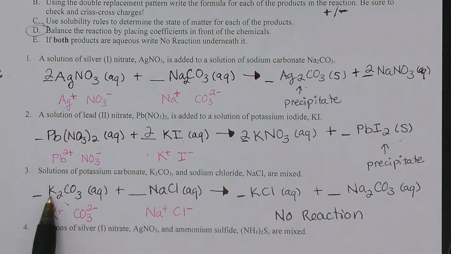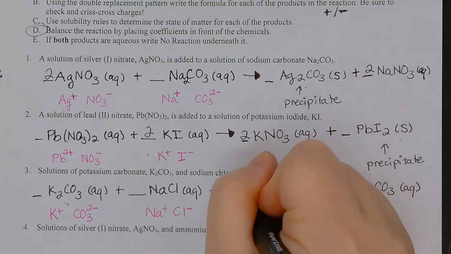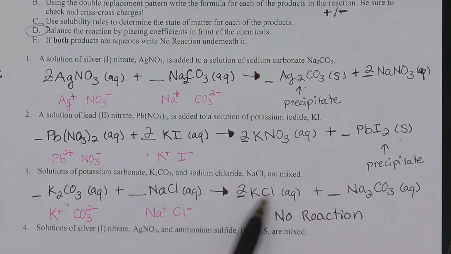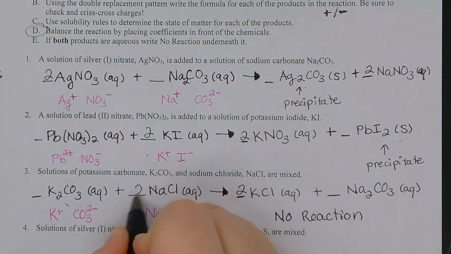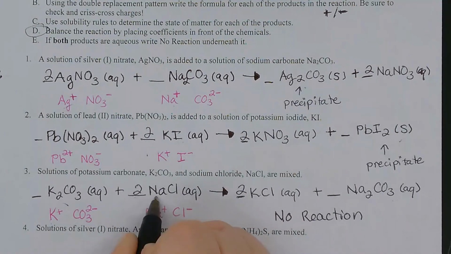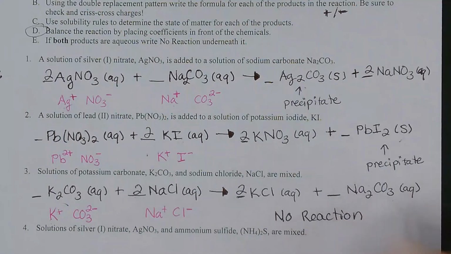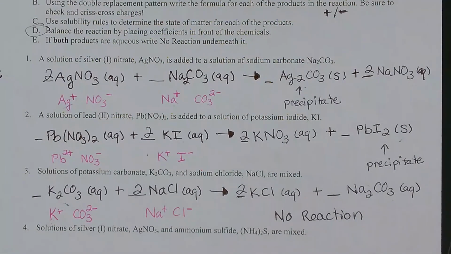So starting at the beginning, we've got 2 potassium. At the end, I need my 2 potassium. That gives me 2 chlorine, so I need 2 chlorine here. And that gives me 2 sodium, and I've got 2 sodium on the right. So this is balanced.